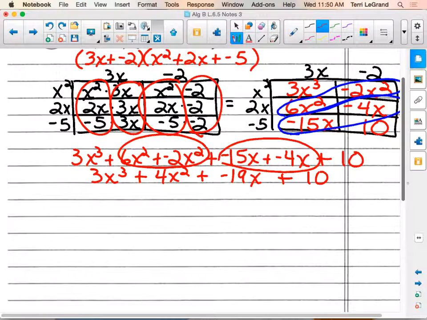Okay, now we'll clean it up. We do have to clean this one up. 3x cubed plus 4x squared minus 19x plus 10.